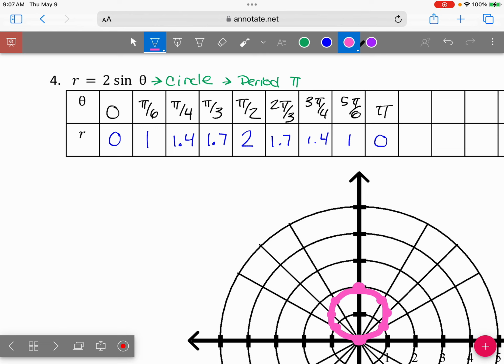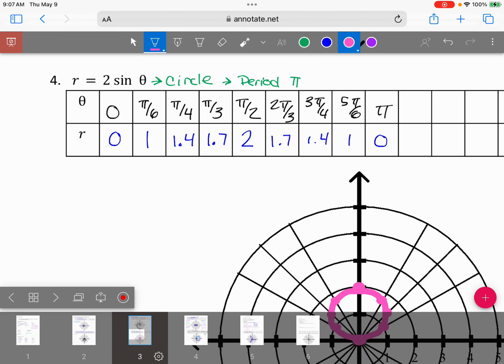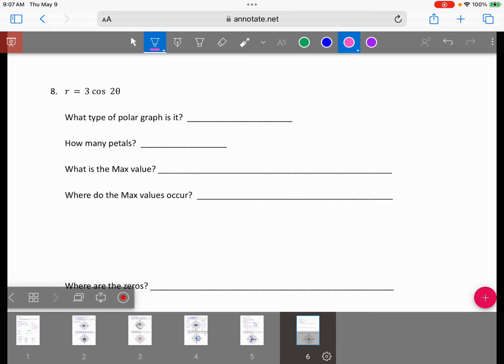Questions on that one? The circles aren't bad. Plug and chug for the most part. It's a matter of finding out our period length and just substituting pieces in. Okay. So then we're going to go to the very last one, which is this one.